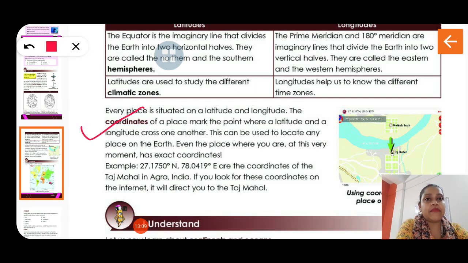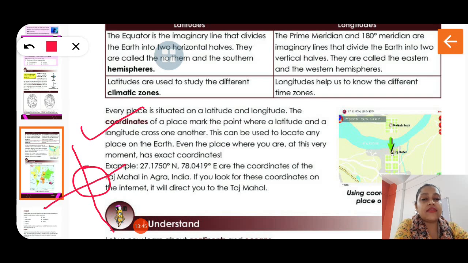Now what is a coordinate? Every place is situated on a latitude and longitude. Remember children, every place on the earth has a latitude and also a longitude, because the earth is divided into latitude and longitude. Though they are imaginary lines, each and every place on earth has a latitude and longitude. And the coordinates of a place mark the point where a latitude and a longitude cross one another. So suppose this is the place and a latitude is crossing in this way and a longitude is crossing in this way. So this is the coordinate of the place.